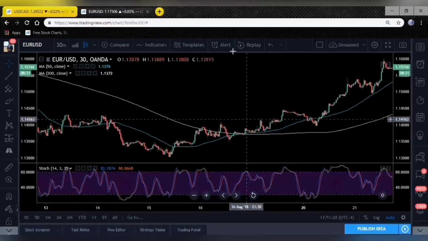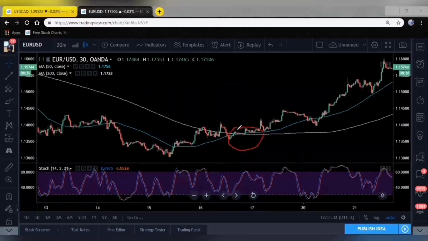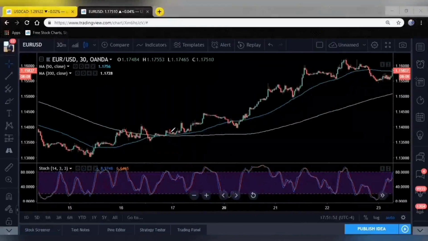Here as well, we notice moving averages crossed again. The 50 moving average crossed the 200 moving average, representing a support and resistance zone. And we could see that price is moving upwards on bullish momentum, staying within the moving averages after a cross.